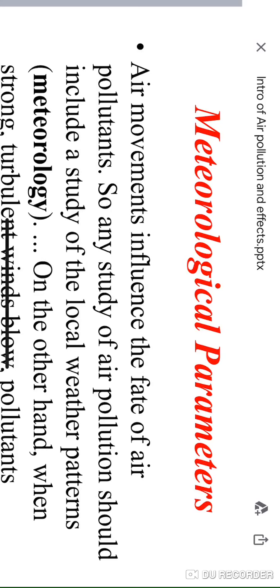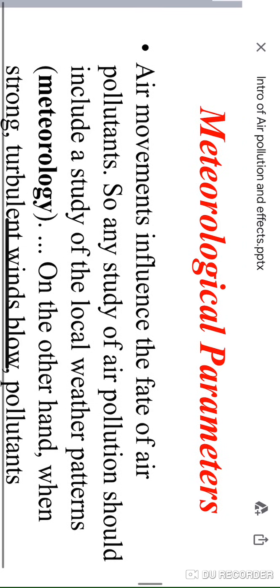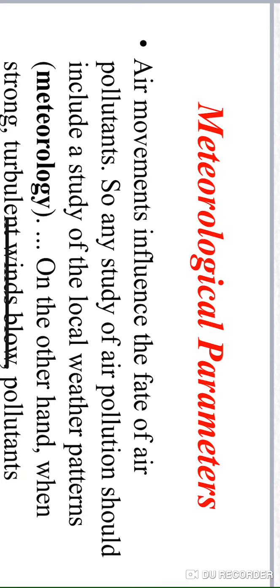So, in the last lecture on air pollution, we studied what is meant by pollution, the different types of pollutants, how to identify the major and minor air pollutants, and the different types of sources. Now we are going to focus on the next part, that is the meteorological parameters, or basically the dispersion of air pollutants.